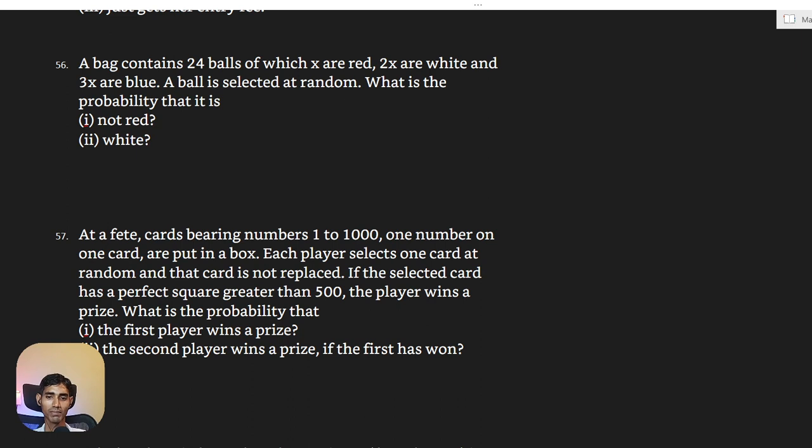The first one is 20 by 24. Okay, how did you get that numerator and denominator? Tell us. So x plus 2x plus 3x is equal to 24. So 6x is equal to 24, so x is equal to 4. You're trying the 56th question. Yeah. And what are others trying?